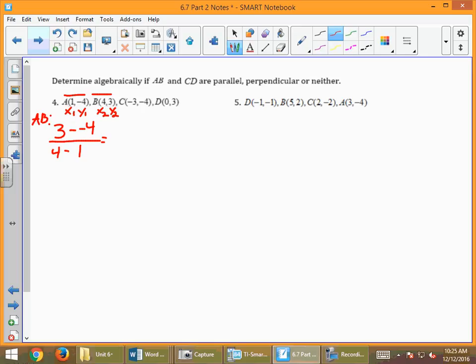Well, what happens at the top? What's 3 minus -4? 7. Because remember, this turns into a positive. So it's 7 over 4 minus 1 gives me a 3. All right, fantastic. Can 7 over 3 reduce? No, it can't. We'll leave it like that. It's not reducing fractions. So the next one we're going to look at is our C and our D.